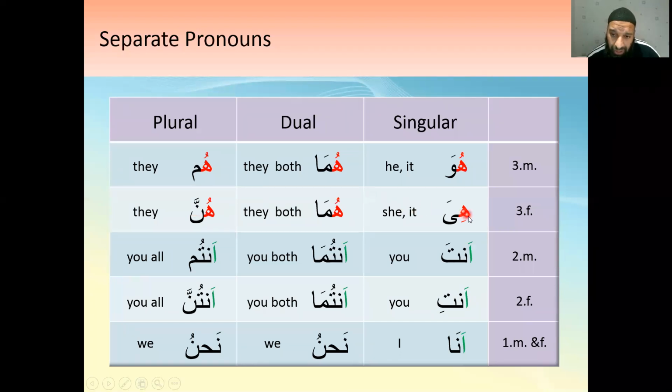So the clue is third person all start off with ha. So huwa, huma, hum. Hiya, huma, hunna. One last time. Huwa, huma, hum. Hiya, huma, hunna.